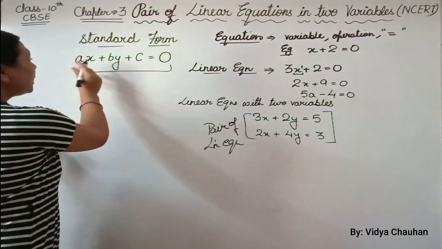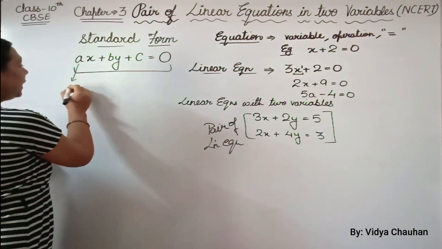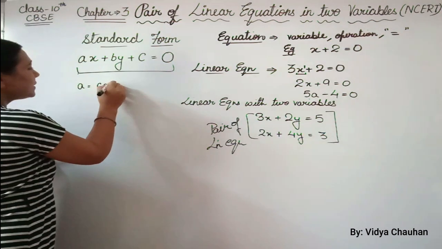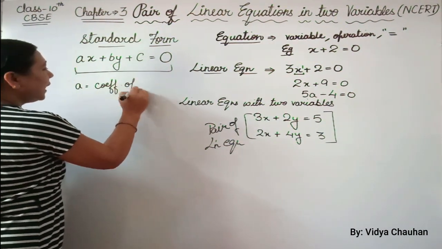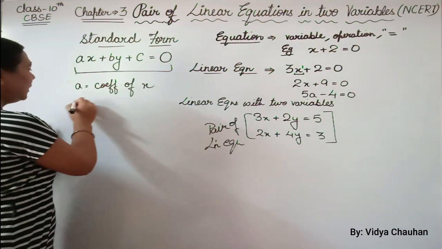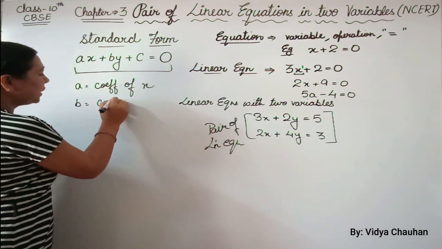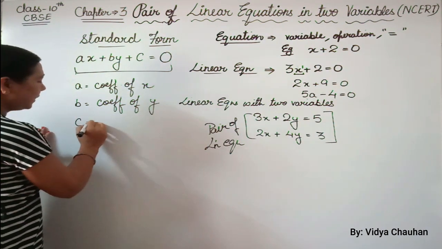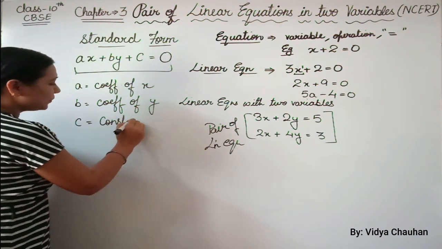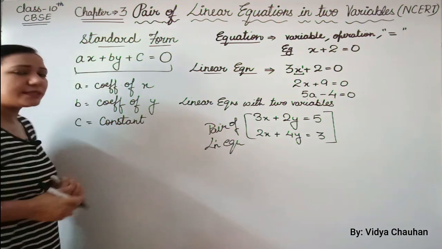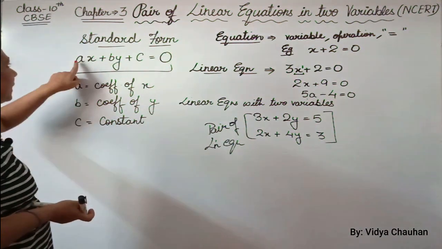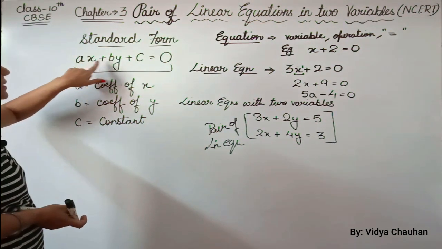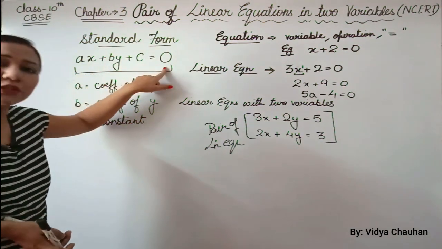Now, what is a here? A is the coefficient of variable x. Here b is the coefficient of variable y, and c is called the constant term. What is c? c is the constant term. So remember, the standard form for a linear equation is ax plus by plus c equals to 0.